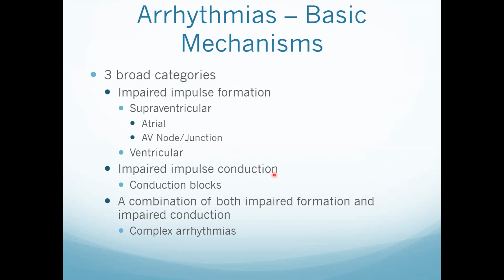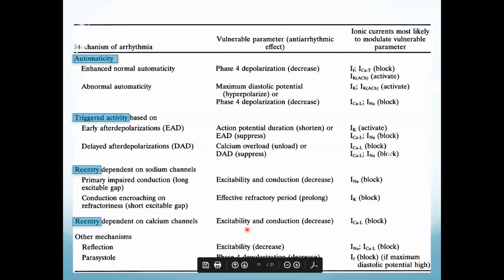We might have impaired conduction. So we might have normal formation to begin with, in the SA node. We might get normal conduction through the atria, but then we might get conduction blocks either at the AV node or in the bundle branches going down. So those are typically all the conduction blocks, and can be lumped under that. And then the third big category is going to be a combination of both, and those are quite complex arrhythmias.